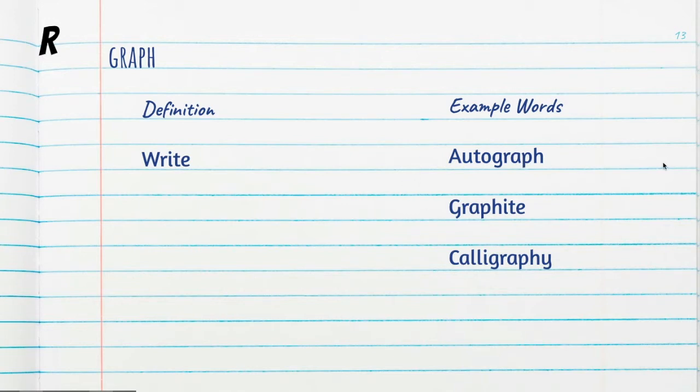So you're signing your own name, right? Graphite is the material that pencil lead is made out of. So again, that has to do with writing. And then you have calligraphy. Calligraphy is that really beautiful handwriting that is very elaborate and ornate, and it is a type of writing. So that again relates to that graph definition of write.